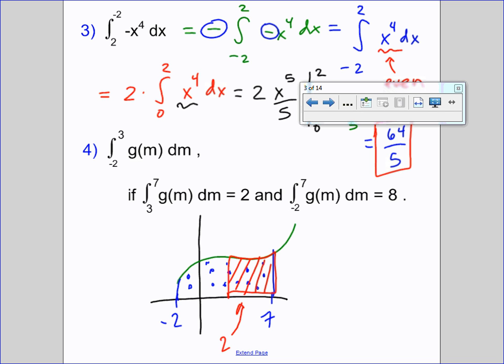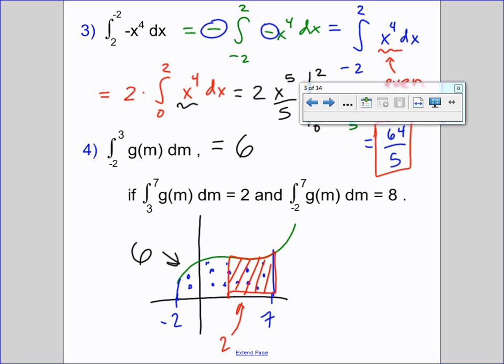So if we had the whole polka dot blue was 8, and just the red portion is 2, then what must be that remaining piece? The 2, negative 2 to 3, what must that piece be? Well, that would have to be 6. Did you guys get 6? Awesome. And so that remaining piece must be 6.